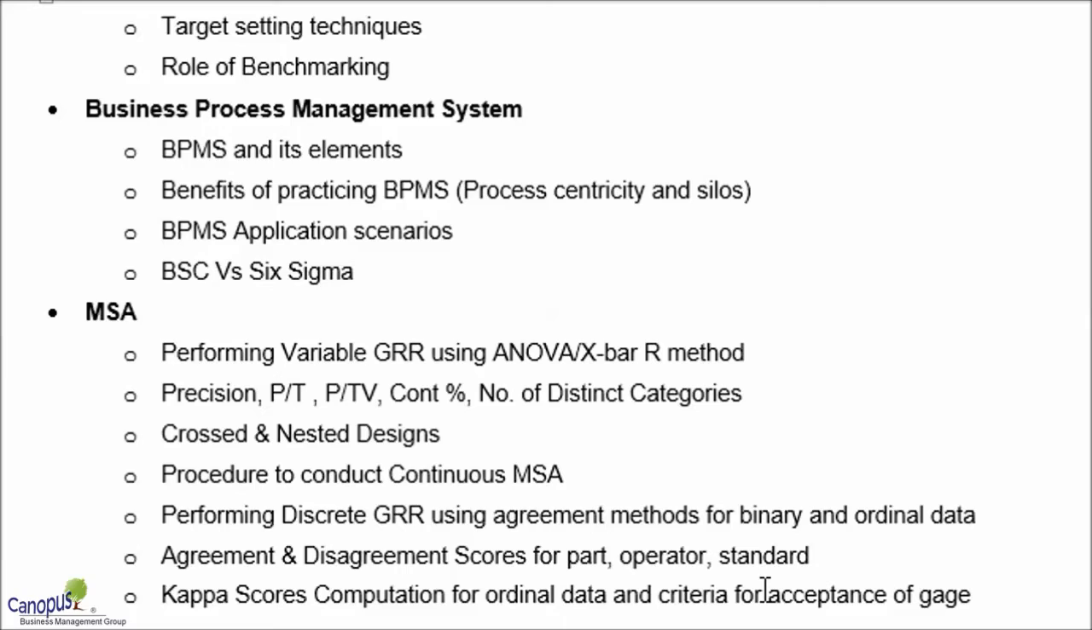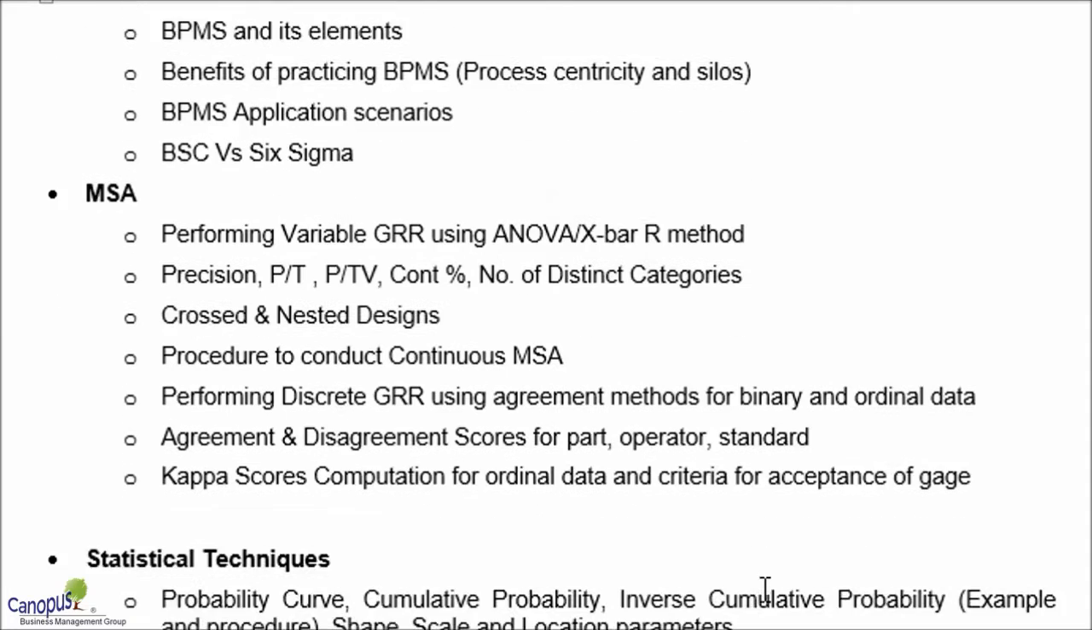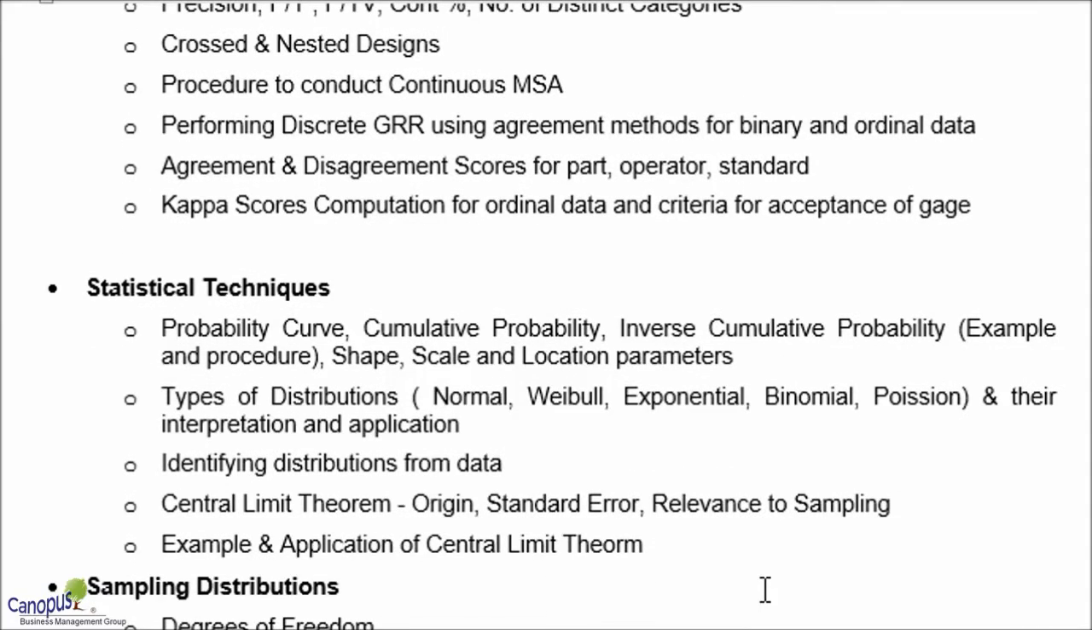We're going to take up ANOVA, gauge R&R. We're going to talk about the Kappa method in discrete data. We're going to talk about crossed and nested designs. In statistical techniques, we're going to recap and at the same time go a little deeper.